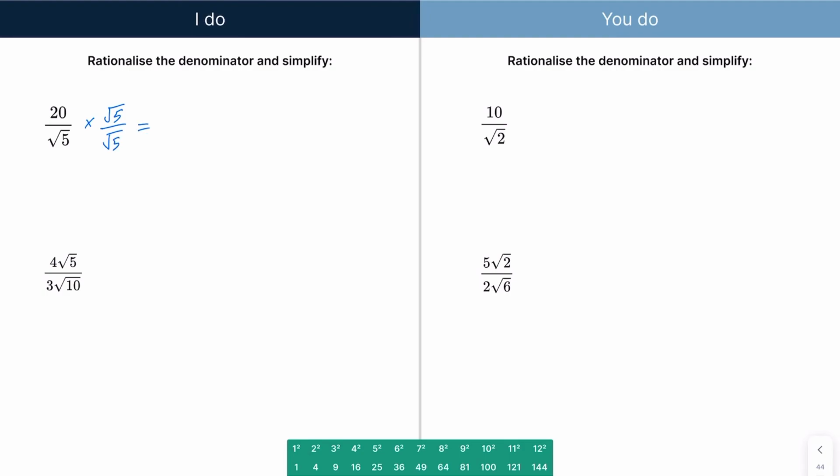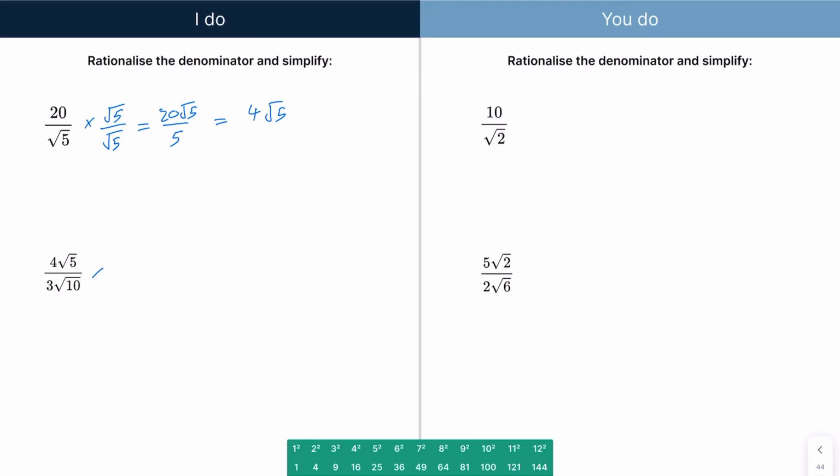Now, remember I said to get rid of the surd from the denominator. What happens to the denominator if you notice now? That becomes a 5, the surd's gone. And that's why we do that. And this can be simplified because 5 times 4 is 20, so that becomes 4 root 5.